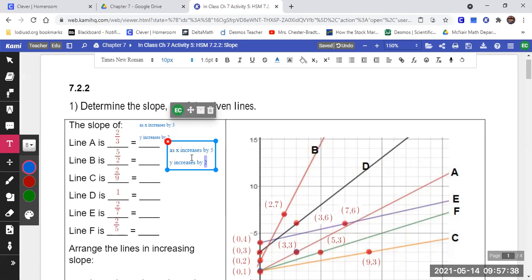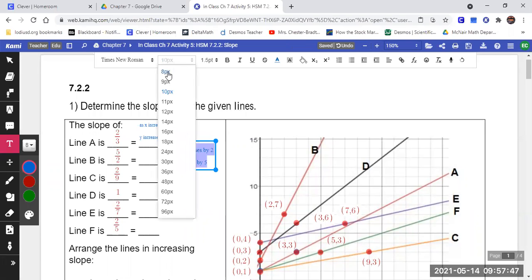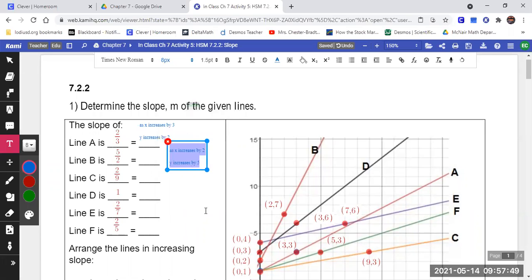Now we always discuss, oops, I just did that backwards. Whenever we're discussing movement, whenever we're discussing comparison, we always say the x first, because remember the x is the one that we are controlling. Okay, how about the next one? How are we going to say that one? As x increases by 9, y increases by 2. Yes. Okay. Keep going.